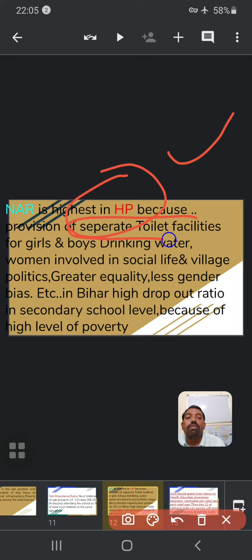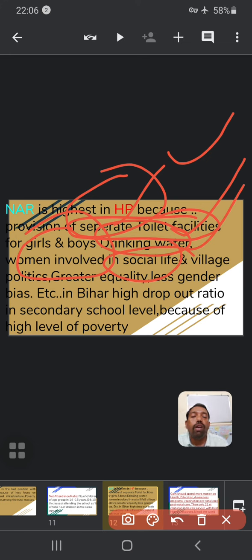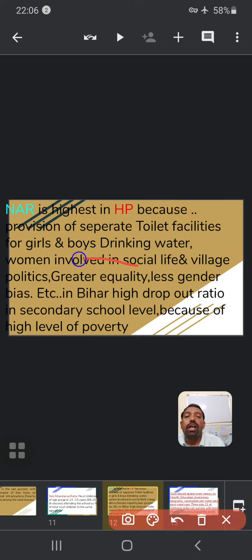There are separate toilet facilities. It is a very important thing, especially for girls. This age group is crucial. So there are separate toilet facilities for girls and boys, and a drinking water facility. And not only that, generally in Himachal Pradesh, women are involved in social life. Where women's involvement is more, development takes place. They are also active in village politics, and that is the reason they have greater equality compared to other states, less gender bias, etc. So that is the reason the attendance rate is high.